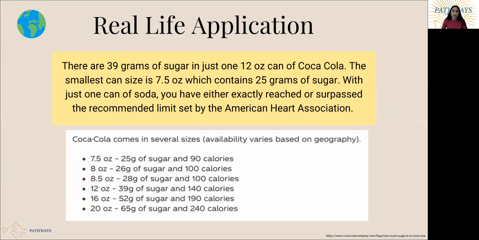The smallest can size is 7.5 ounces, which contains 25 grams of sugar. So with this information, we can see that with just one can of soda, you have either exactly reached or surpassed the recommended limit set by the American Heart Association. And this is a list of all the sizes of cans that Coca-Cola makes, taken right off their website. And you can see the amount of sugar present in each size.